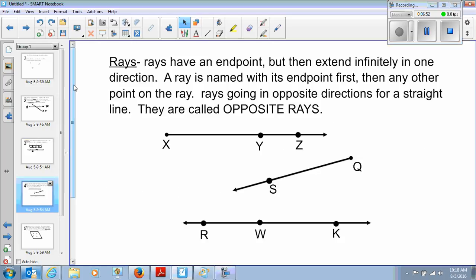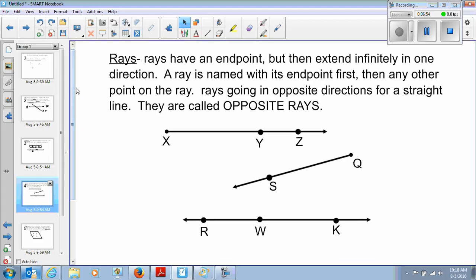The next figure that we get to is rays, or R-rays. Rays have an endpoint, but then extend infinitely in one direction. Much like a sun ray. A ray of sun starts at the sun, and then it goes on forever in one direction. It has an endpoint, the sun, and then it extends, thankfully, on forever. That's why we get heat and light. Here we see that a ray is named with its endpoint first.